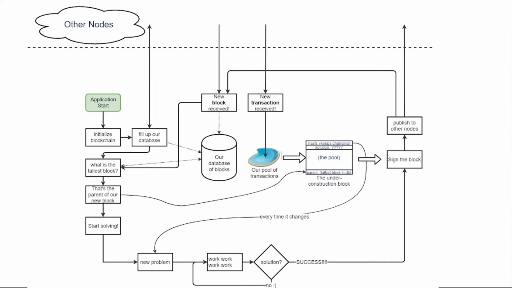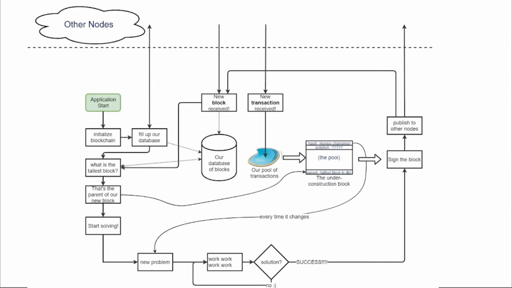All right, so this is the process. I know it's completely illegible, so I'll talk about it, and I've got the next slides that zoom in a bit. What I've got here is a diagram of the process of mining. That's what they call the work of trying to find the next block.